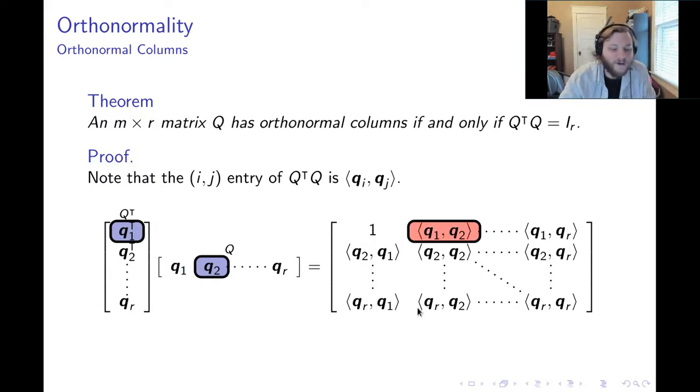What if we go to the 1,2 entry of the Gramian? Well, if our matrix Q has orthonormal columns, that entry has to be 0 because the inner product of the first column with the second column must be 0.